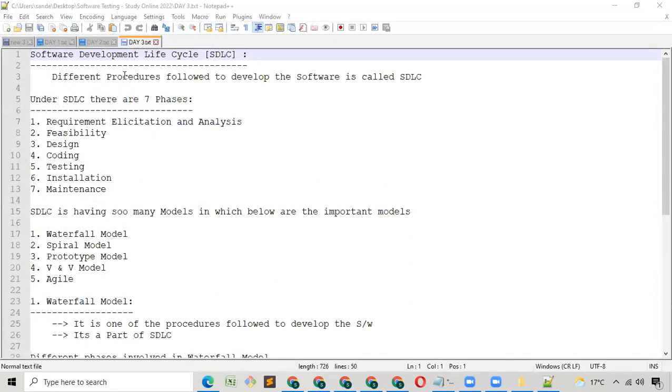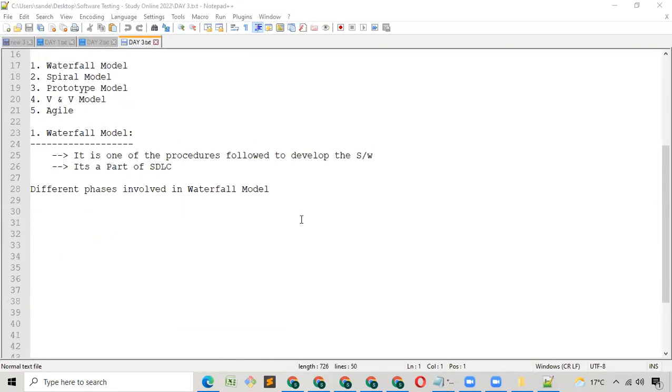Okay. Software development life cycle. Different phases involved in waterfall model. Which are those, sir? You only observe. Guys, now only I'm telling, in case of waterfall model, there are 7 phases. How many phases are there in waterfall model? There are 7 phases in waterfall model.